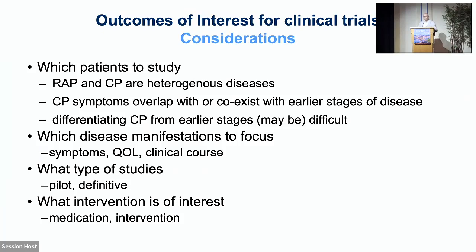What are the types of studies that we are thinking about? The outcomes of interest may be very different if you're thinking of a pilot study, where surrogate outcomes may also serve as a primary outcome of interest, and hard outcomes could be secondary outcomes. But if you're looking for a more definitive trial, the hard outcomes become more important. And then, what is the intervention of interest? For example, if you have an intervention like surgery or endoscopic therapy, both recruitment as well as retention in these studies could be very challenging.